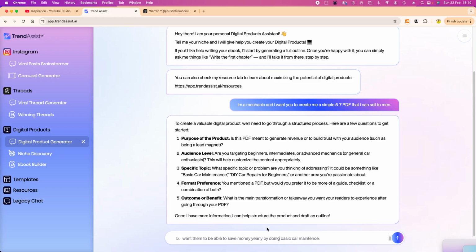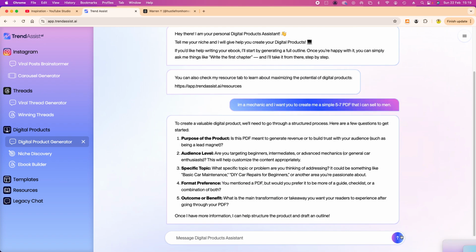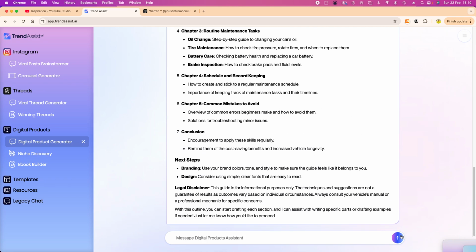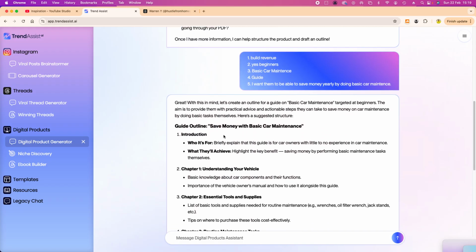So, right, once I have more information, click enter. So let's see what it's going to generate. Let's see how good this is at generating digital products. Okay. So great. With this in mind, let's create an outline for basic car maintenance targeted at beginners. The aim is to provide them with practical advice and actionable steps so that they can save money on car maintenance by doing basic tasks themselves.